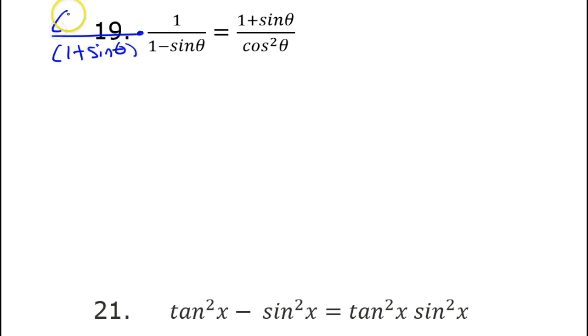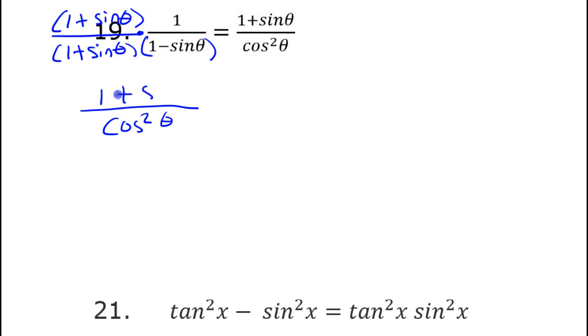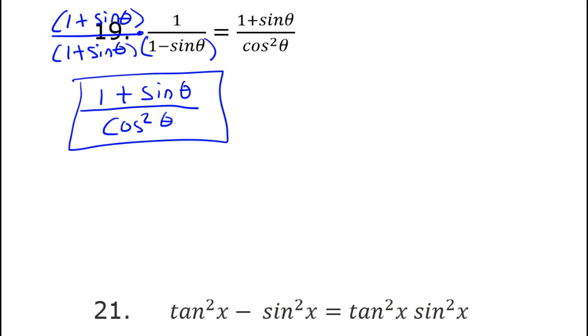And of course you have to do 1 plus sine theta over 1 plus sine theta. In the denominator, like I said, that's going to give me cosine squared theta. In the numerator, I have 1 plus sine theta times 1, so that will be 1 plus sine theta. And you're done. That's exactly what we were trying to get. It would have worked to do the right-hand side as well, but we're done. This is just extra information.